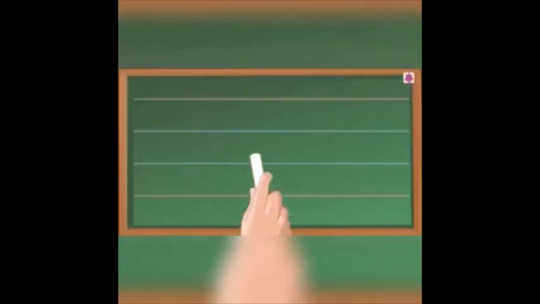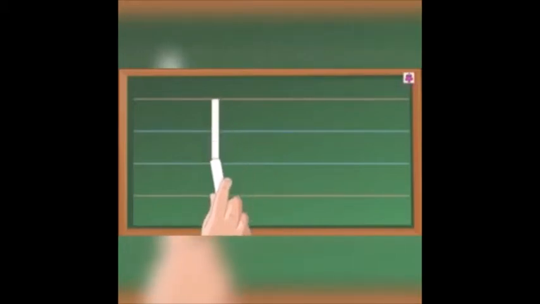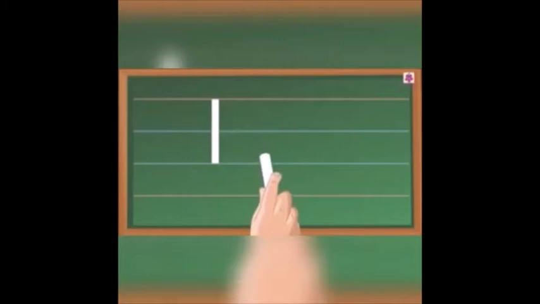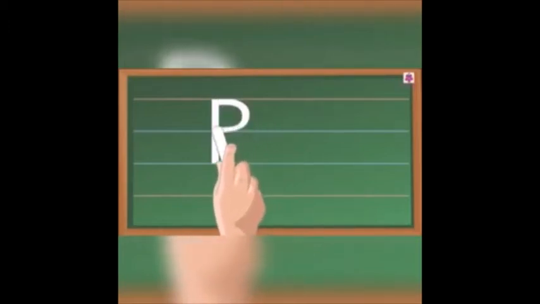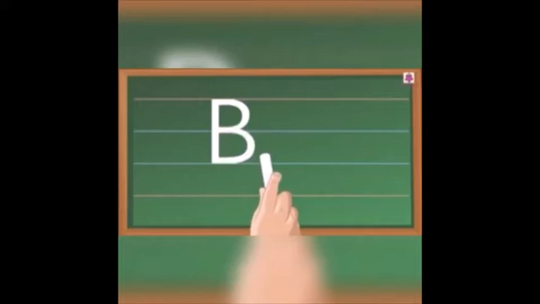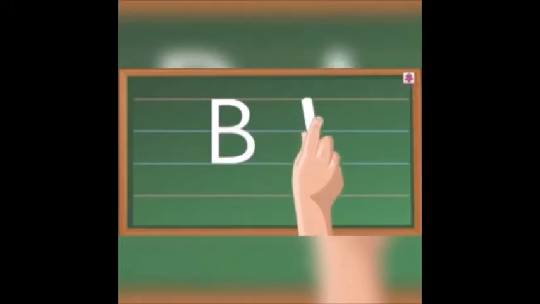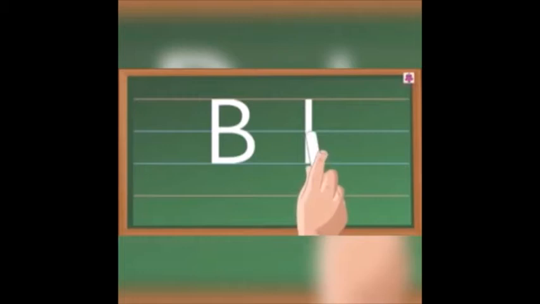Capital B. Start from the top and draw a standing line down. Go back to the top and draw a curve to the middle, then draw a curve joining the bottom. Small b. Start from the top and draw a standing line downwards. Go to the center of the line and add a curve touching the bottom of the line.